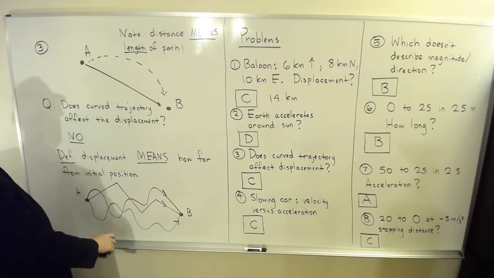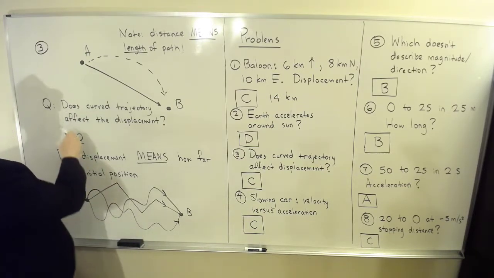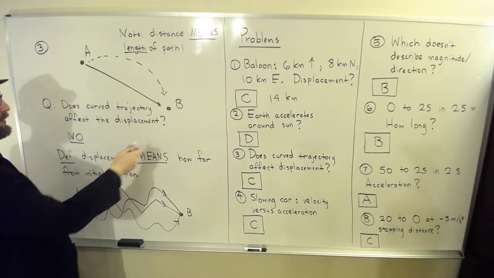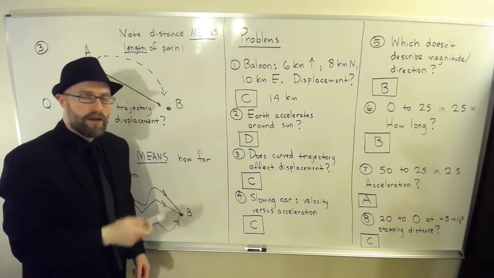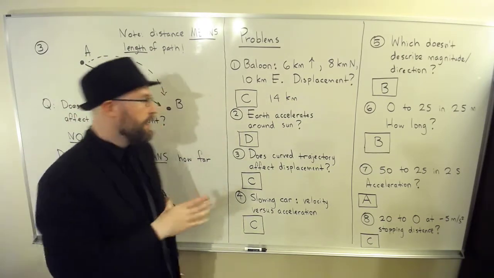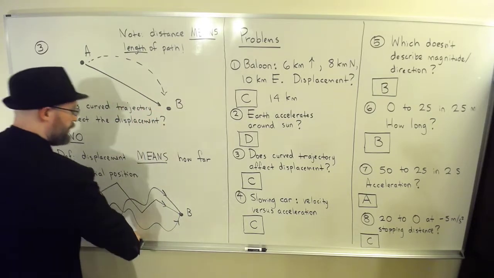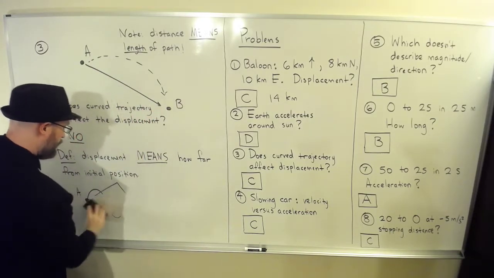Anyway, back to the answer. The answer is no. The curved trajectory makes no difference. It wouldn't matter if you flew in a bunch of circles or whatever. If you flew around the Earth the other way, the displacement would still be the same at the end. Okay.